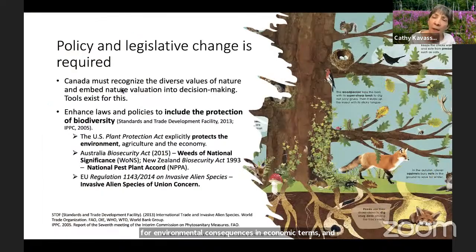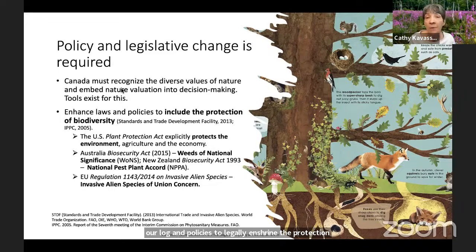So both policy and legislative change is required in Canada. Canada must recognize that nature has value and embed nature valuation into the decision-making processes. There are tools that already exist for this. I think ICAT was mentioned by a previous speaker. We should also take the advice from the IPPC and the Standards and Trade Development Facility and enhance our laws and policies to legally enshrine the protection of biodiversity.